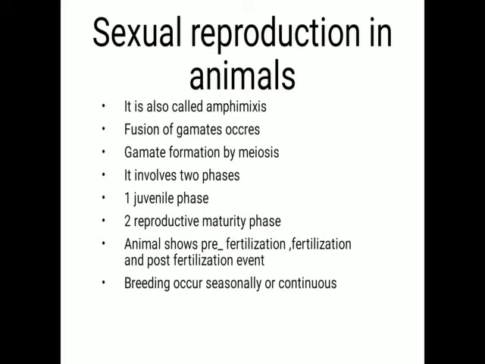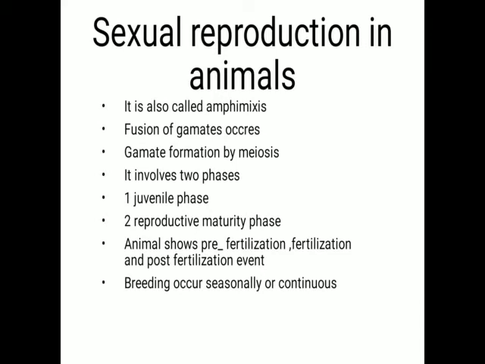In the juvenile phase, physical growth occurs. It starts from birth, and in this phase, the animal cannot reproduce sexually. Whereas the second phase, reproductive maturity phase, starts after completion of physical growth. It involves growth and activity of the sex organs, and the animal can reproduce sexually in this phase. Then various events occur after sexual maturity, that is pre-fertilization events, fertilization events, and post-fertilization events.